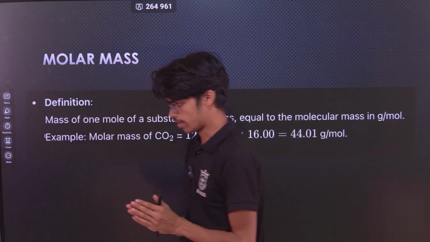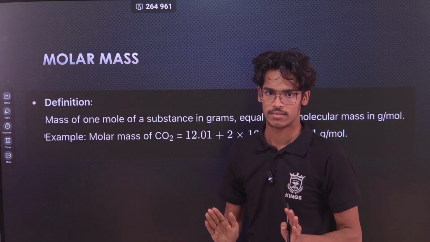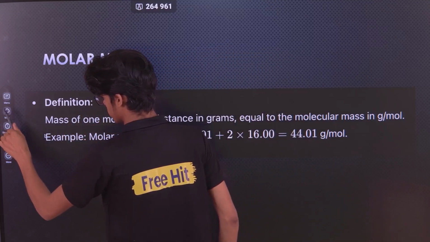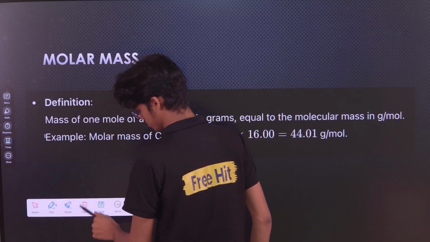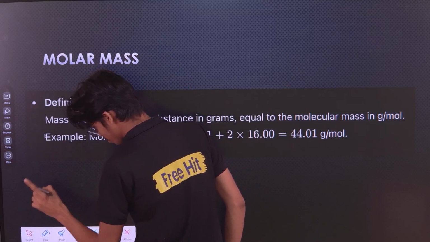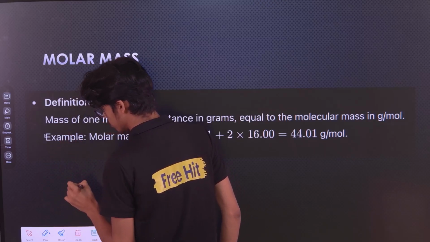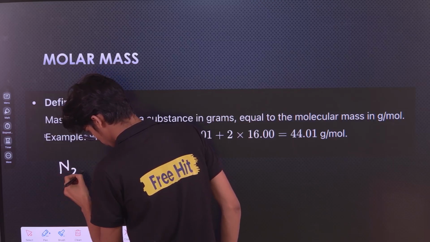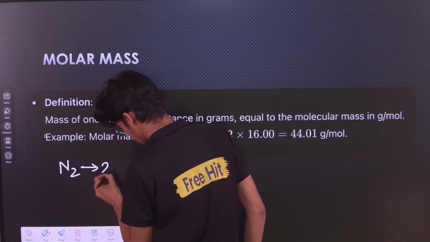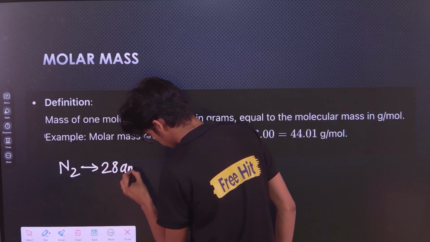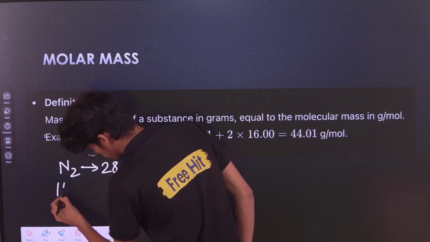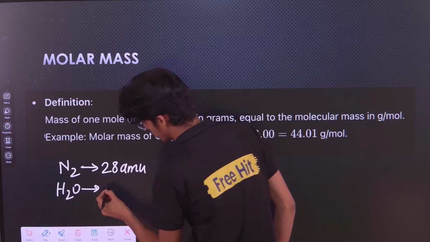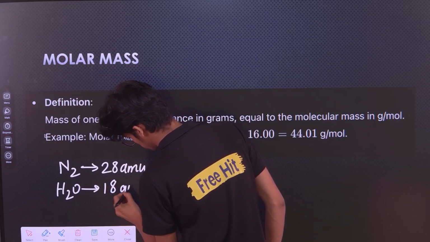Now, molar mass. Before you read the definition, I'll clear a very simple thing. Let's revise: what was the molecular mass of nitrogen? It was 28 atomic mass unit. Very good. The molecular mass of water was 18 atomic mass unit, right?